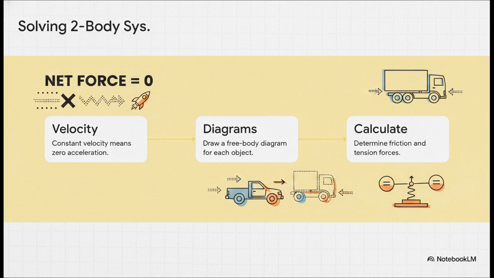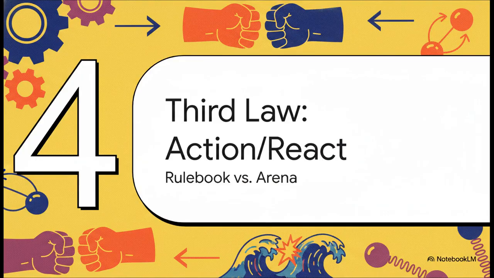By drawing a free body diagram for the bakkie and the truck completely separately, which, by the way, the guidelines strictly advise you to do, you can easily isolate those forces. Because the net force is zero, the forward tension force on the bakkie absolutely has to perfectly balance the backward kinetic frictional force. Next up, Section 4.